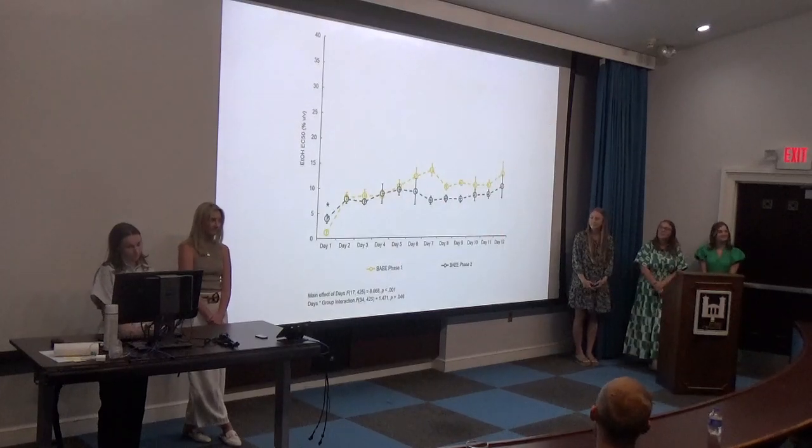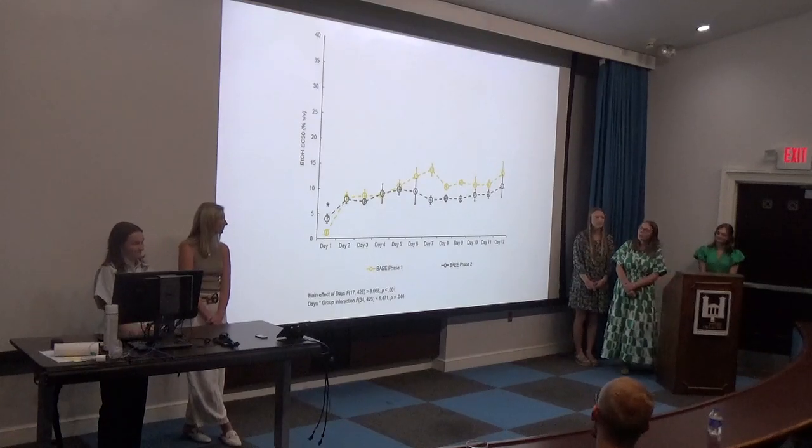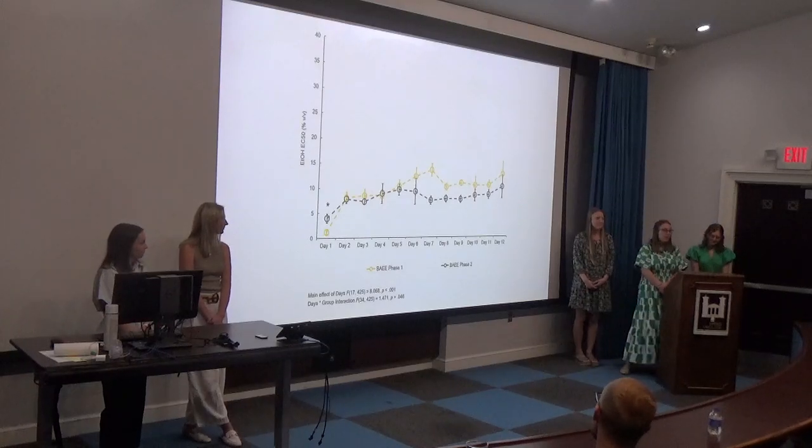Here we have the EC50 percentages for the bay groups of phase 1 and phase 2 over a 12-day span. The orange dotted line is the group that had the orange flavored ethanol, and the black dotted line is the group that had plain ethanol.